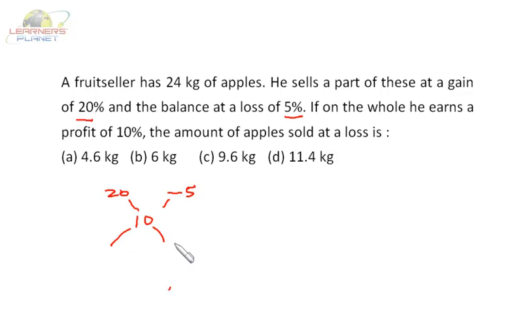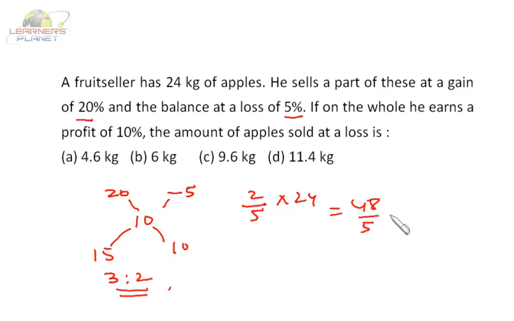So 20 minus 10, it is 10, and 10 minus 5, it is 15. So 5, 3 and 5, 2. Okay, so it is 3:2 ratio. That means 2/5 part he is selling at loss. That is 48 by 5, or we can say 9.6 kilograms. I hope you are clear.